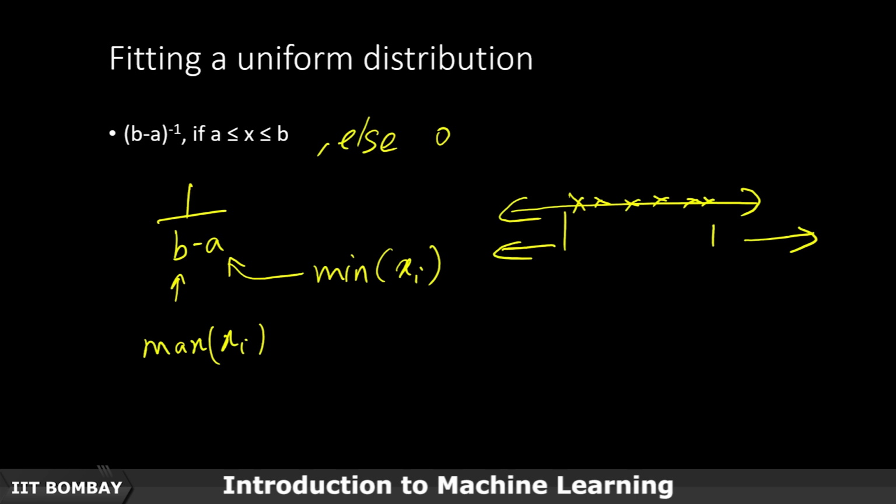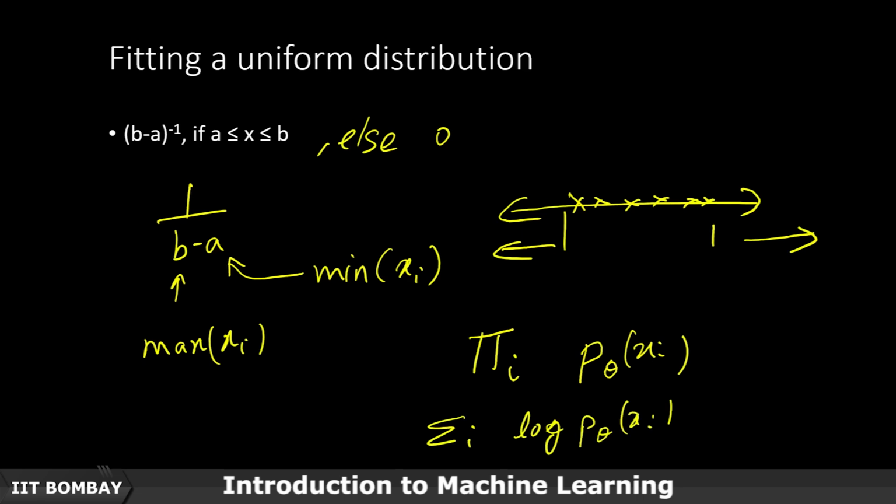So the likelihood of the data is the product over i of, whatever the distribution f is, or let us say p theta of x i, and the log likelihood is going to be the sum over i of log of p theta of x i. So what we want to do is maximize either this or this. We want to find a theta, where theta is the parameter. Theta is mu or sigma in the case of Gaussian, it is lambda in the case of exponential, and it is a and b in the case of uniform distribution.